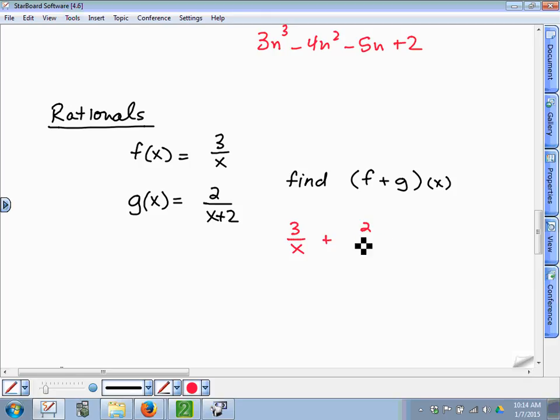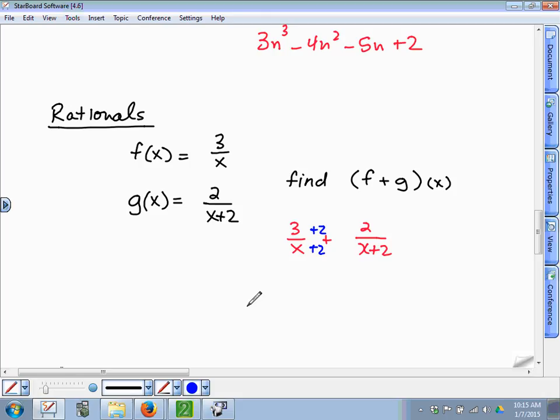3 over x plus 2 over x plus 2. Ooh, let's see what you remember. You can or cannot add these. What do you think? You can add them once you make the denominators the same. That's right. Well, they're not the same. Wait, you're telling me that this won't work? Didn't we talk about this a lot?